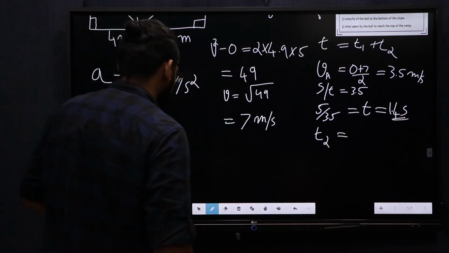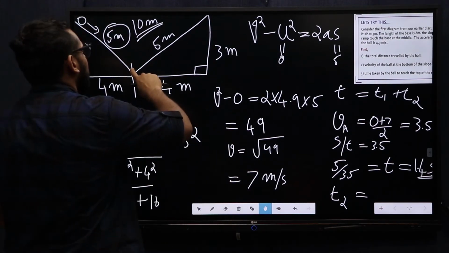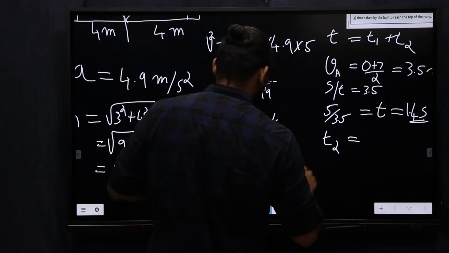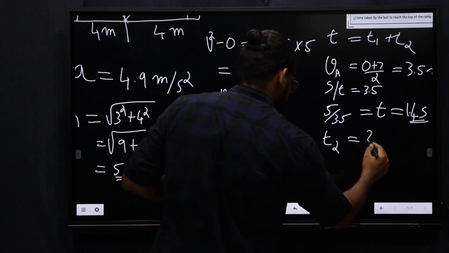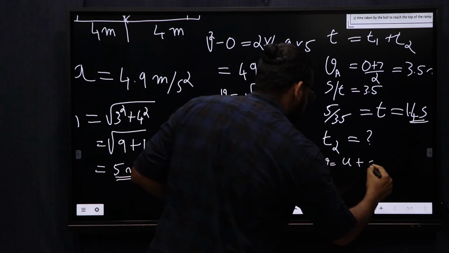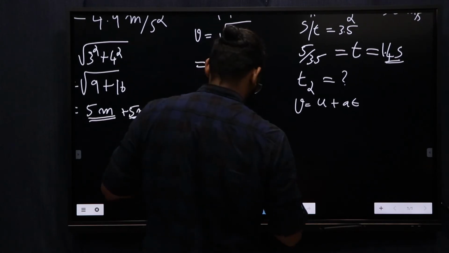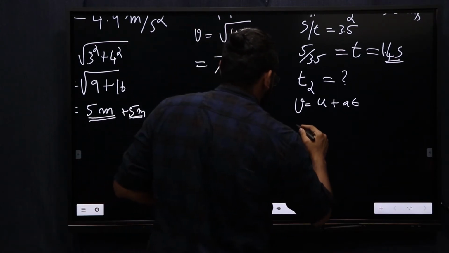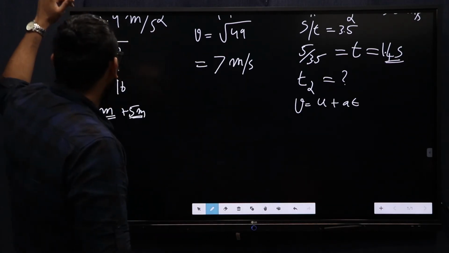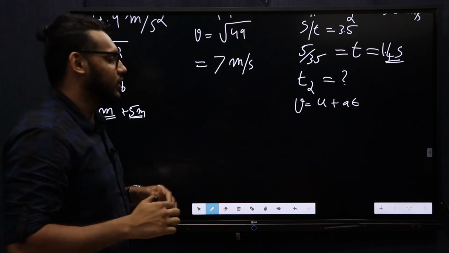Now, if you have to find T2, that is the time taken for the ball from the bottom to the top. For this, we know that V is equal to U plus AT. Here we know that U is 7 because we found out the ball reaches the bottom at 7, so it starts going up again with a velocity of 7.